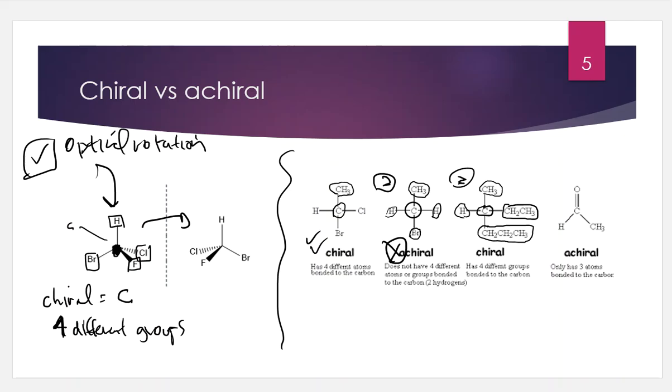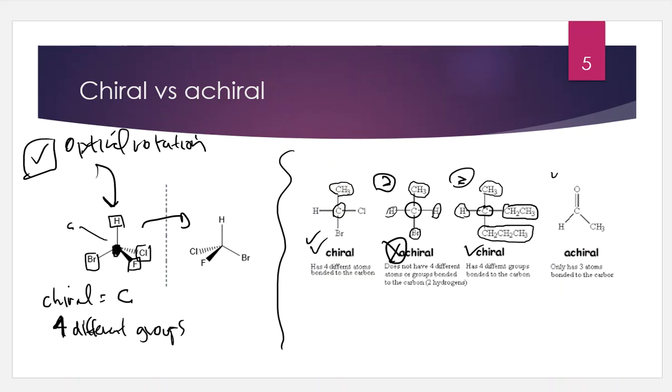So 4 different groups, cha-ching, cha-ching, we get chiral, and that means if we take the mirror image and cut out the mirror image and try to stack them on top of each other, it's not going to work. So because it's chiral, then it's going to have optical rotation, which means polarimeter, and I should be able to make a solution of this molecule, put it in a polarimeter, get a value, and report that value.